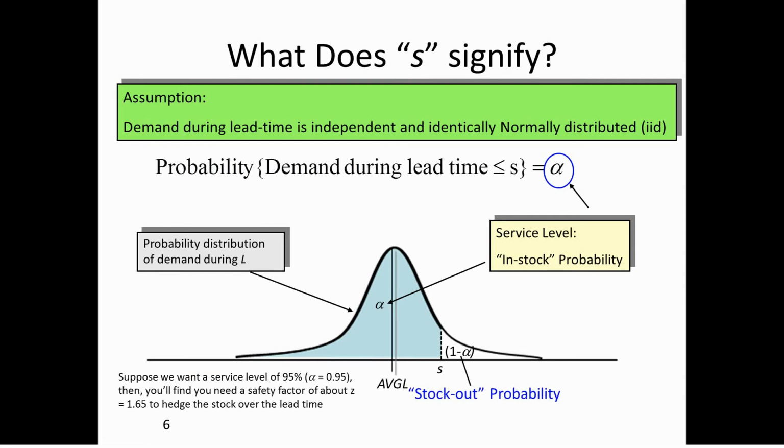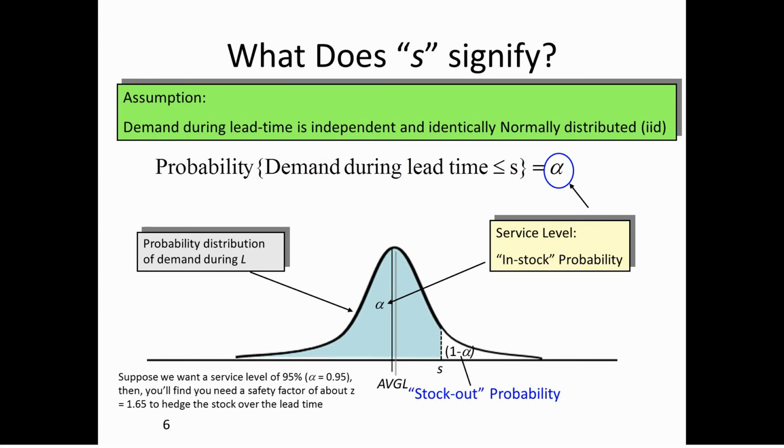So again, what does S signify? Let's just make it simple, and assume that the demand during the lead time is independent and identically normally distributed. This is very important because we'll find out that without such assumptions, it makes it very difficult to calculate or estimate what some of these things are. So normally distributed, we're just going to assume that the value of the demand over the lead time is bell-shaped.